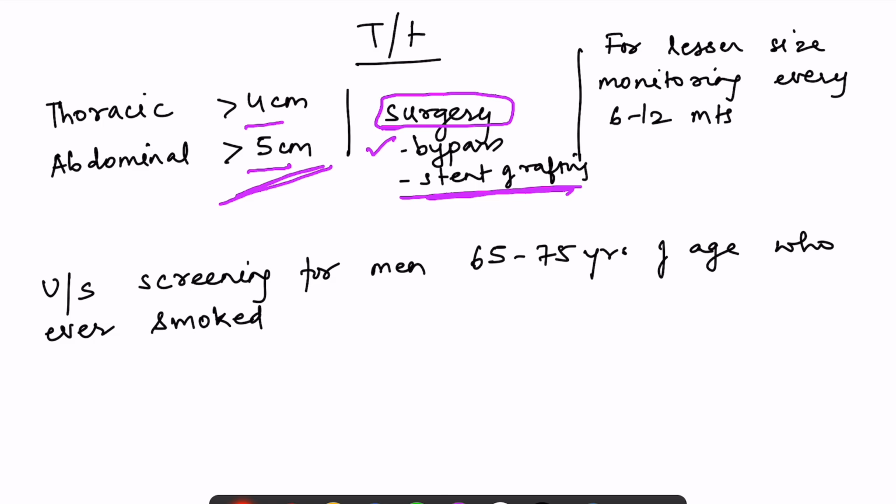For lesser size, monitoring every 6 to 12 months is recommended, and if the rate of expansion of the aneurysm is high, then again surgery is recommended. For male people who have ever smoked, ultrasound screening is recommended for the age group of 65 to 75 years, because smoking is one of the main risk factors for development of atherosclerosis and aneurysm. So for this age group, ultrasound screening is recommended for the detection of aneurysm. So that was all about aortic aneurysms.